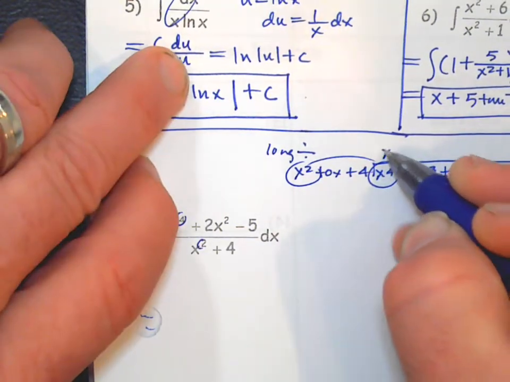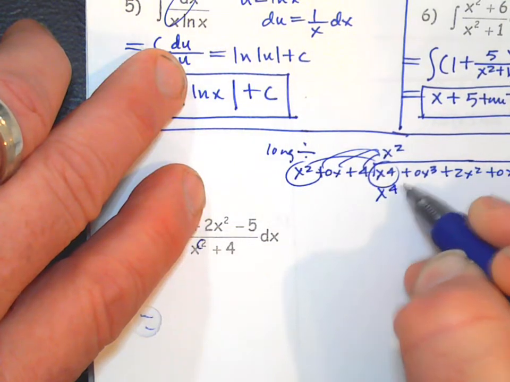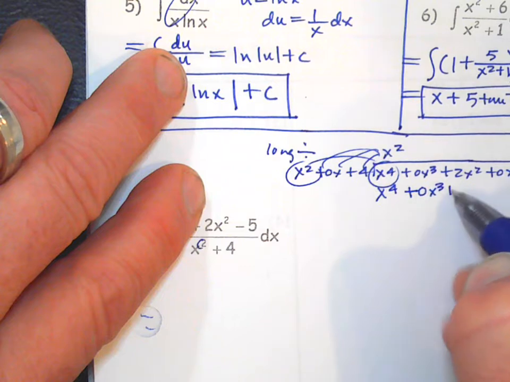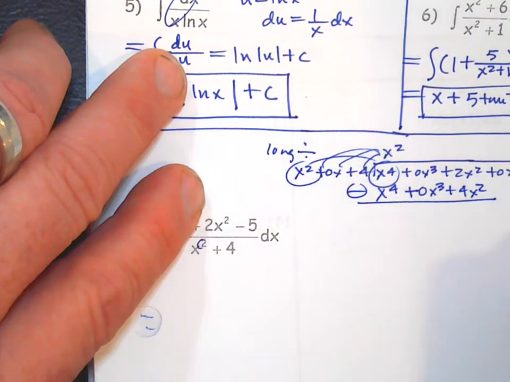So that's going to be x squared. And distribute that. x to the 4th. First term should always cancel out if you've done that right. Plus 0x cubed plus 4x squared. Subtract.